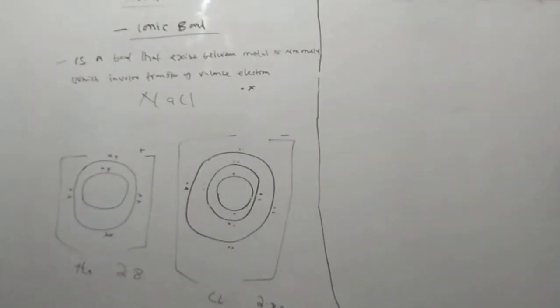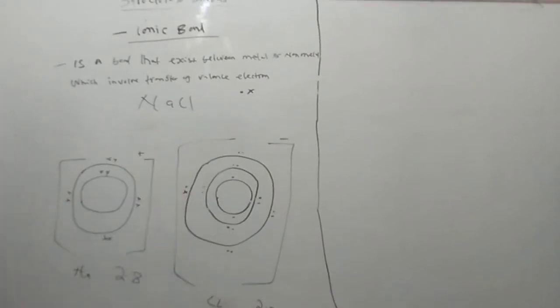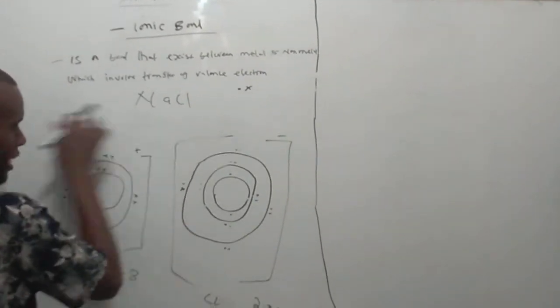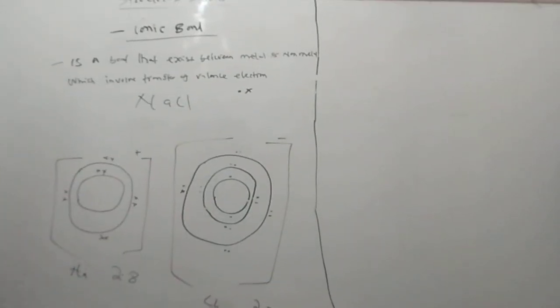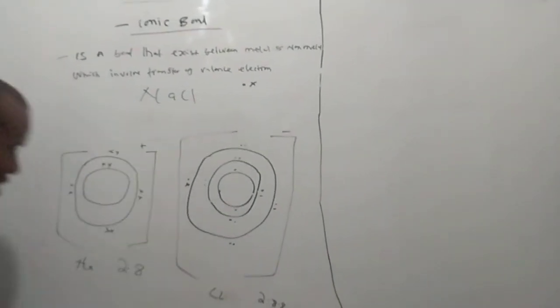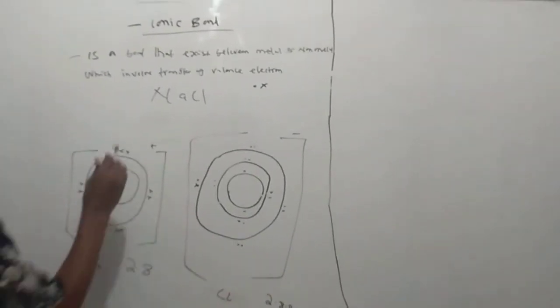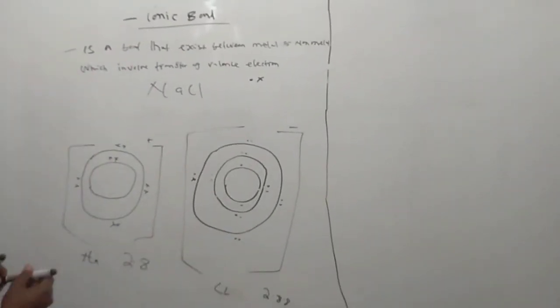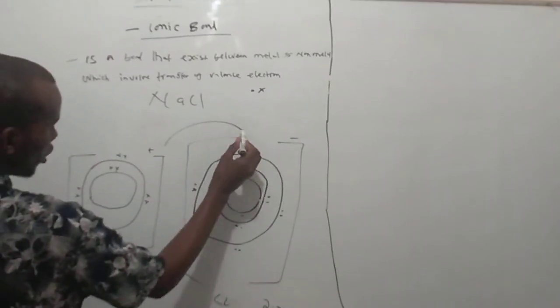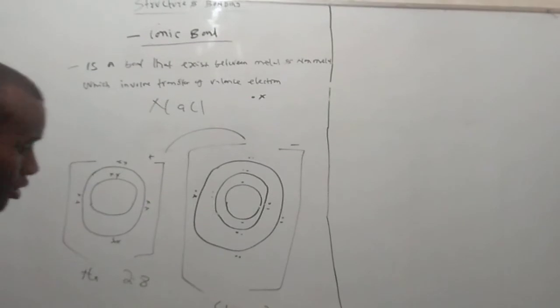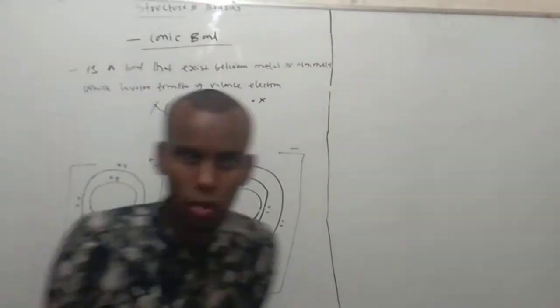Now, sodium chloride: sodium loses one electron to chlorine, such that chlorine will attain stability with 2, 8, 8. Therefore, ionic bond is a type of bond that exists between a metal and non-metals, which involves transfer of valence electrons. Now that is one compound of the ionic bond.